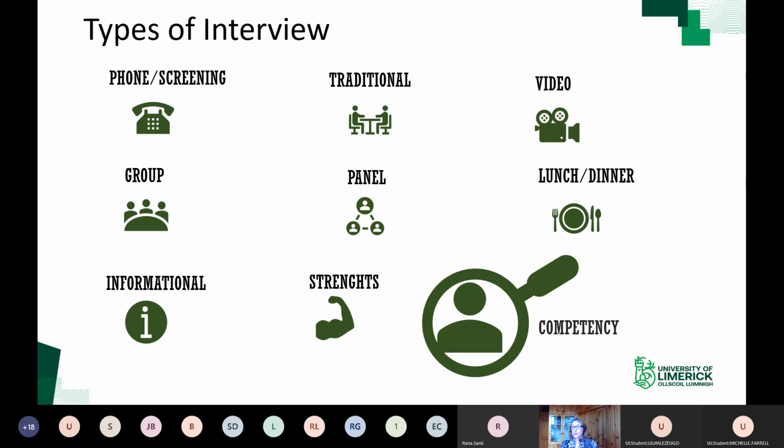But really, a lot of the other rules that we're going to talk about in terms of interview preparation will apply regardless of whether it's a face-to-face, video or phone interview. So a traditional interview is, like the icon there, that face-to-face.